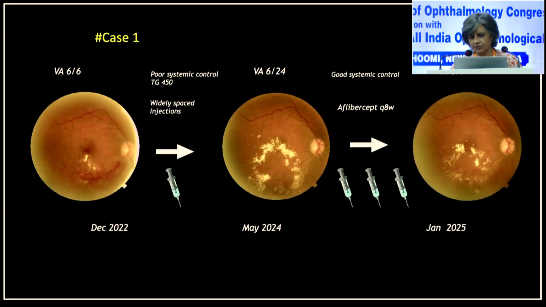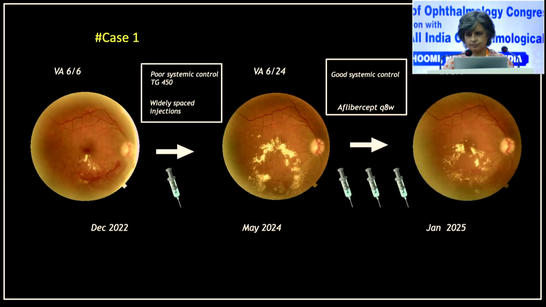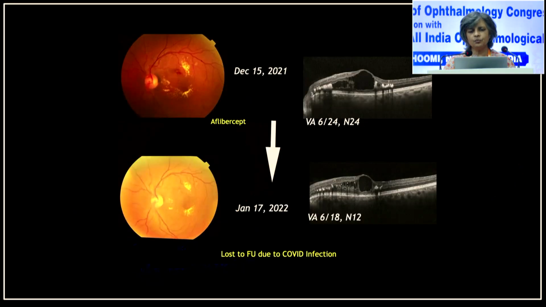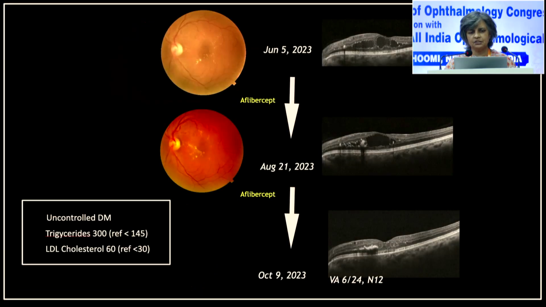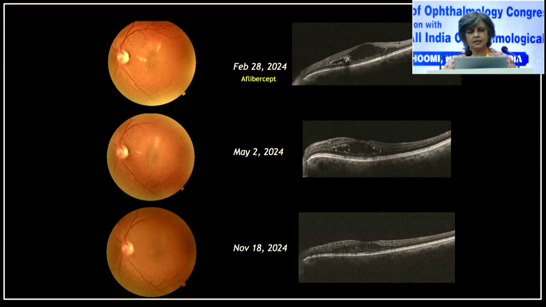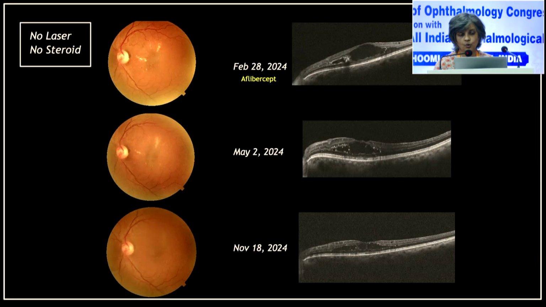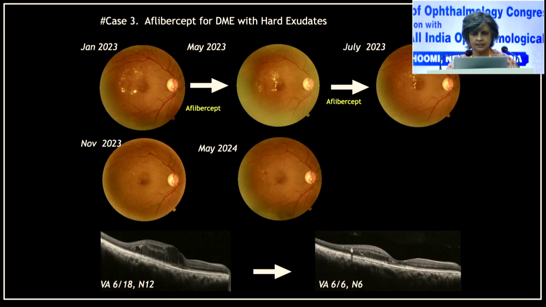This is a patient who was very non-compliant with very high lipid profile, and over 1.5 years significant deterioration, but within 6 months, once he agreed to periodic injections and systemic control, you can see the improvement with vision also. Another lady continued to deteriorate with widely spaced injections, but once we controlled her systemic disease and the injections, you can see that now the lipids have resolved, edema has resolved, and there's no further injections required in the last 1 year. And no laser was required, no steroid was injected.